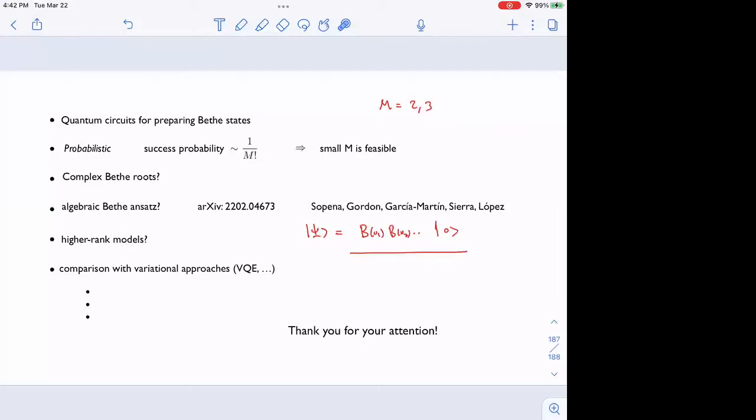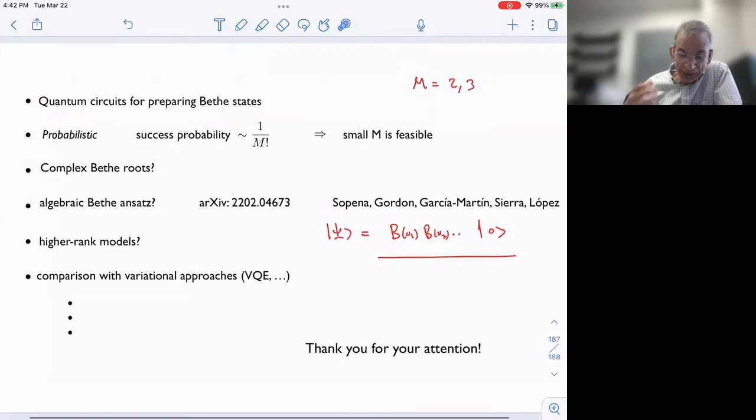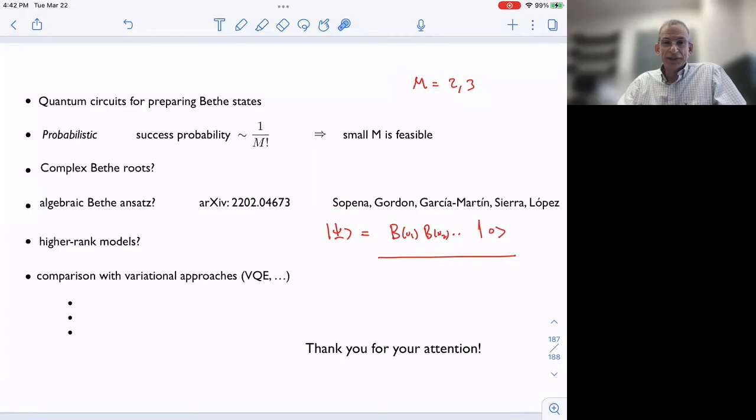If you can make a quantum algorithm using the functional Bethe ansatz that will give you the Bethe vector in a way that scales to large system size and large M, then you hit the jackpot. That's really the goal here, and I don't think it has been reached yet.